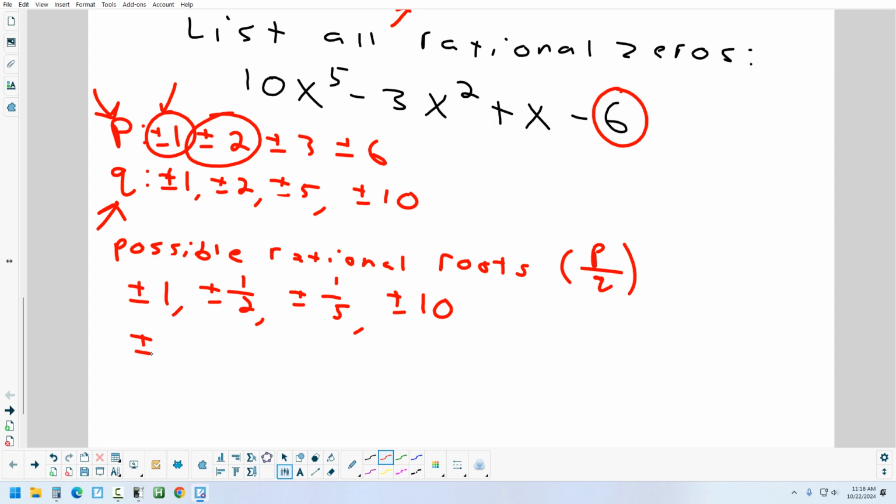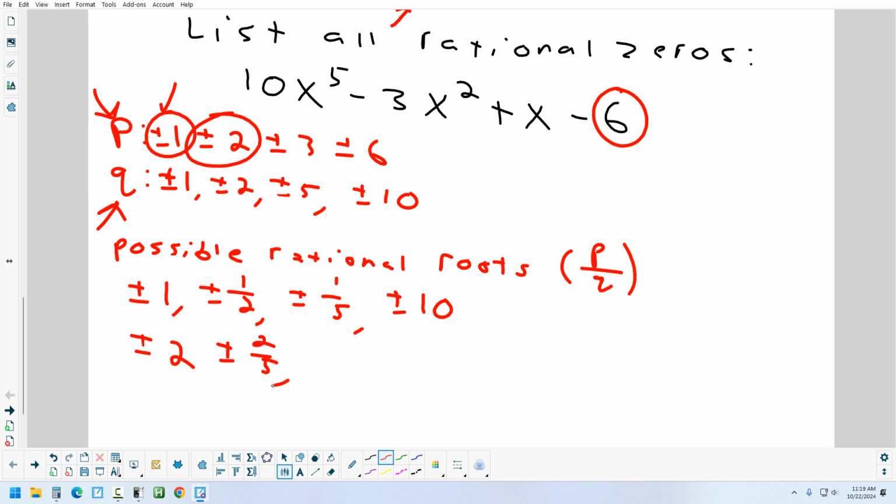What would be the first one with a 2 in the top? Just 2, because it's 2 over 1. What would be the next one? Then we would have 2 over 2, but we already have that one, so that's a repeat. 2 divided by 2 is 1, so we don't need 2 over 2. What would be the next one? 2 over 5. And the next possible one?